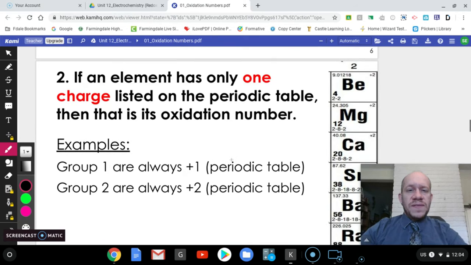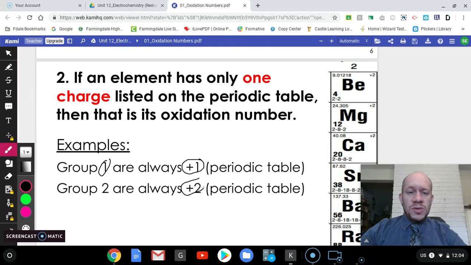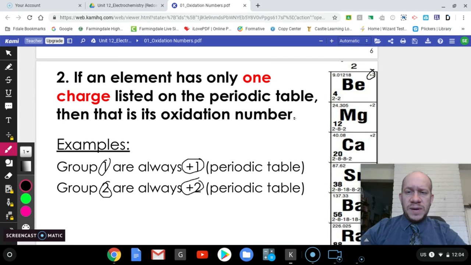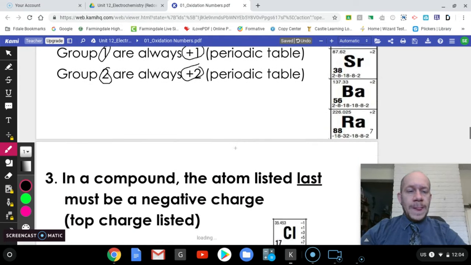Number 2, if an element has only one charge listed on the periodic table, then that's its oxidation state. So for example, group 1 and group 2 are always positive 1 for group 1 and positive 2 for group 2. And we can see that here on our periodic table, all of those elements have only one oxidation number.